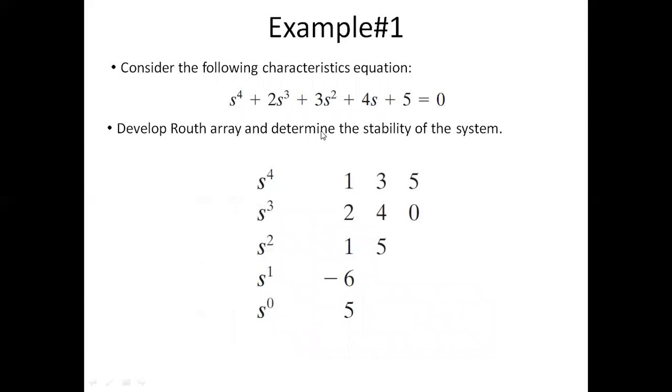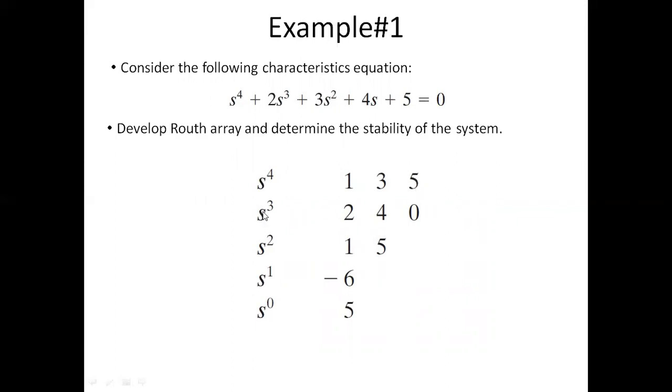It will be constructed like this: s to the power 4, s cubed, s squared, s, and s to the power 0. We are now constructing the Routh array. The s to the power 4 coefficient is 1, the s squared coefficient is 3, and the s to the power 0 coefficient is 5.